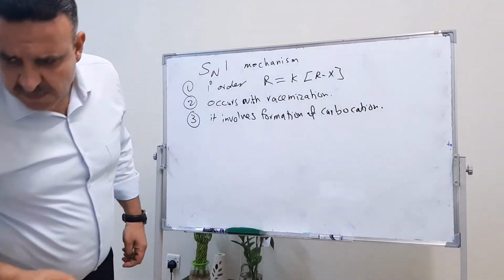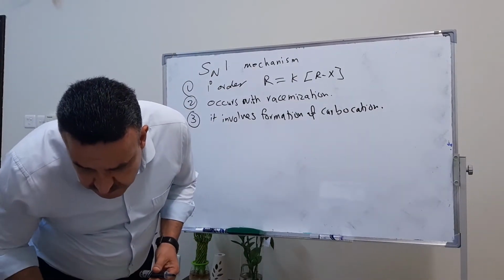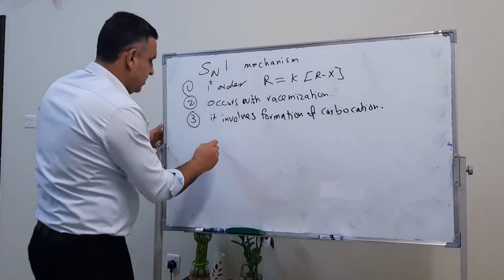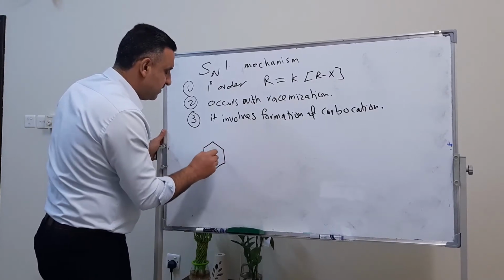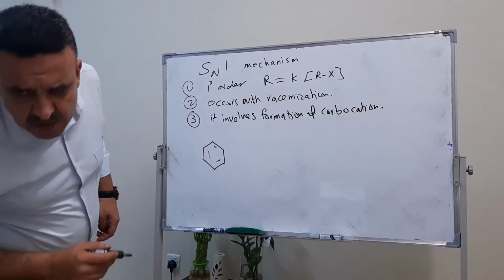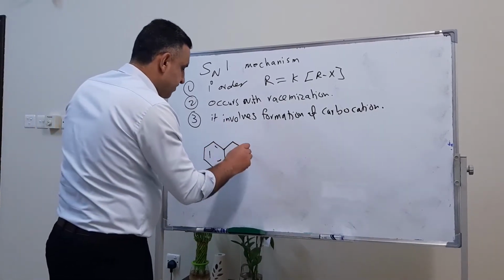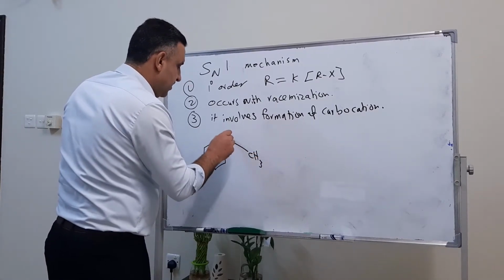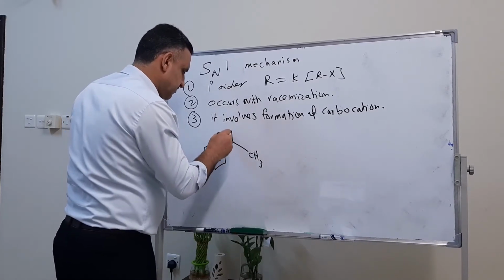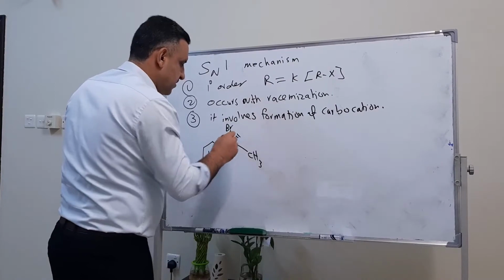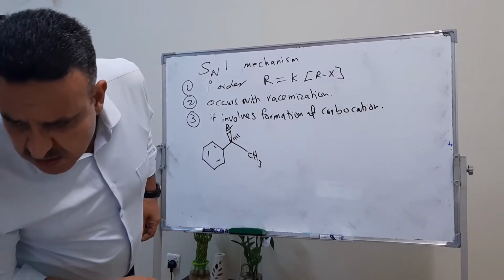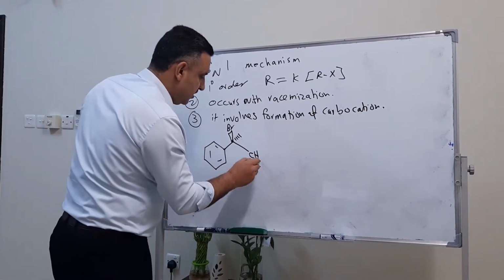Now, if we take the same example, for example, this stereo compound, this active, chiral compound, take carbon here, CH3, then we have here a bromine, and then here we have a methyl. So that means this is an ethyl. So this will be CH2CH3.